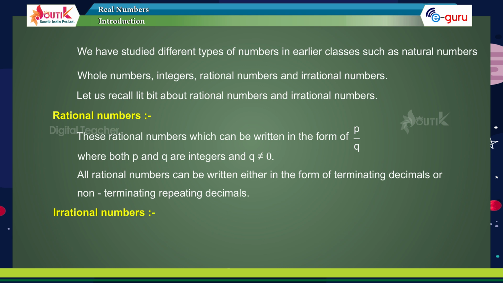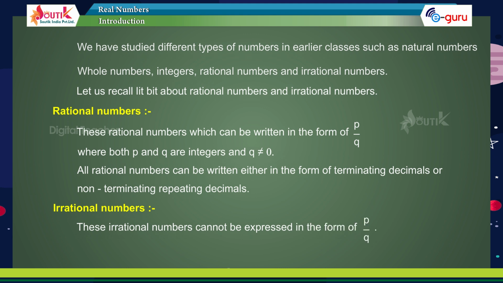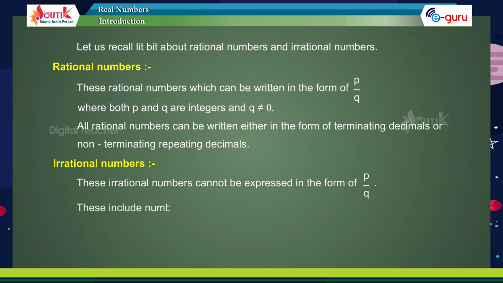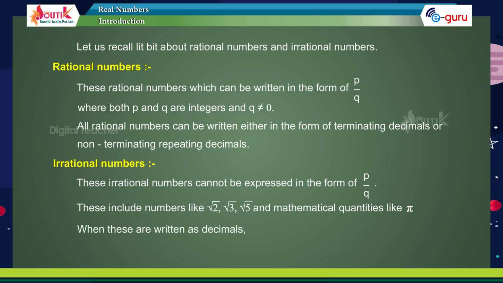Irrational numbers. These numbers cannot be expressed in the form of p by q. These include numbers like √2, √3, √5 and mathematical quantities like pi. When these are written as decimals, they are non-terminating, non-recurring.